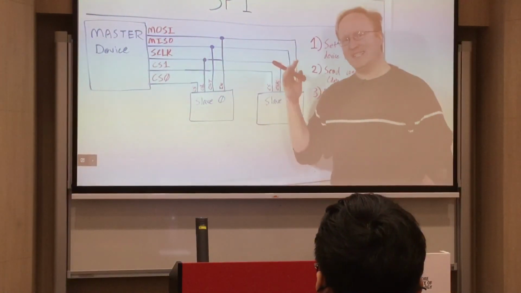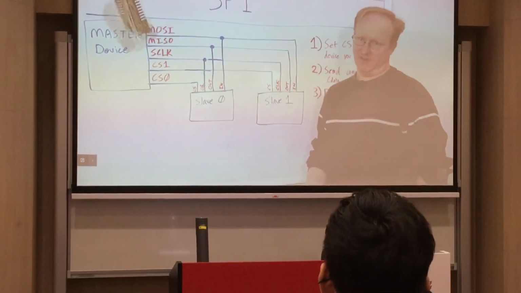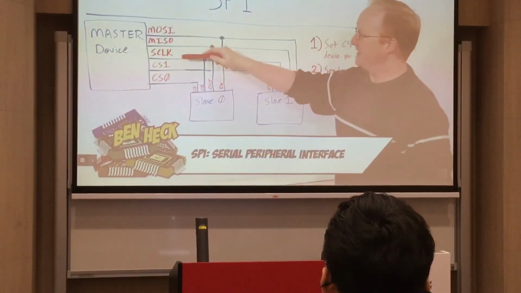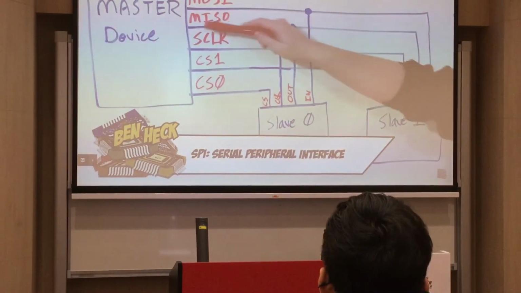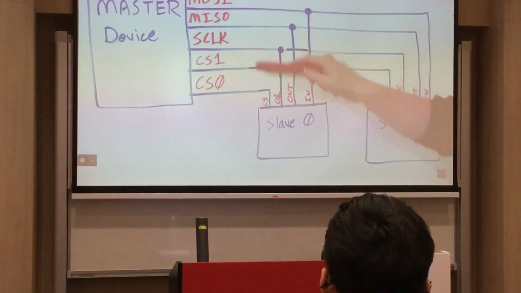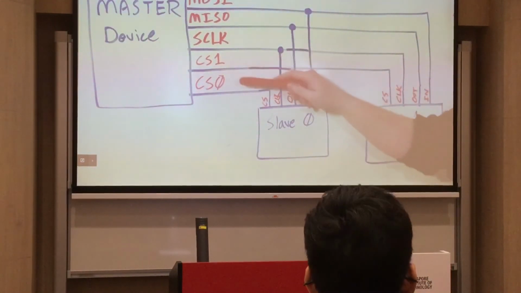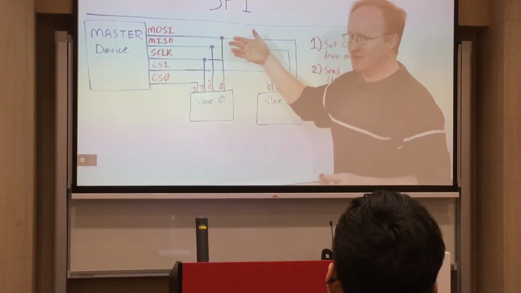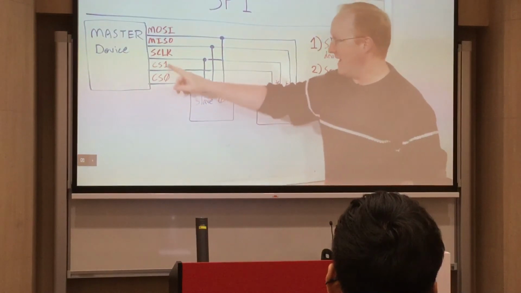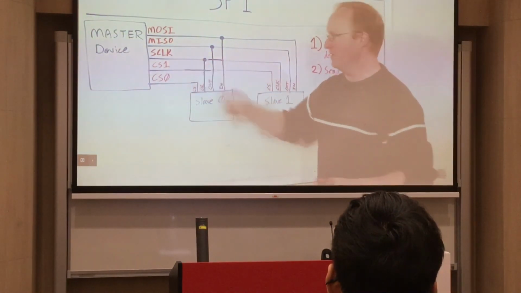Our next example is SPI, Serial Peripheral Interface. SPI has three basic connections: master out slave in, master in slave out, and the clock. Unlike I2C, you can't just put all the devices on one bus and address them. You have to actually manually activate the devices with an enable line.